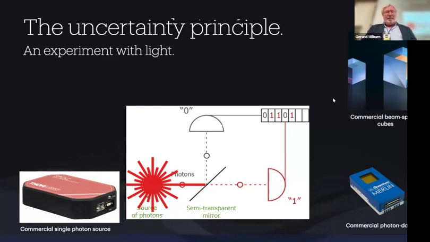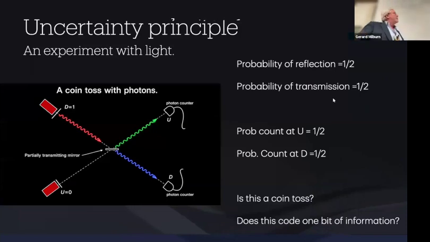So let's look at a little experiment involving this. We're going to do a coin toss with a photon. So we have a source of our single photons directed down towards this mirror. It has a 50-50 chance of being reflected or transmitted. So if it's reflected, it's detected at the upper detector with certainty. And if it's transmitted, it's detected at the lower detector with certainty. And you just do it over and over and over again, and you discover that it's roughly 50-50.